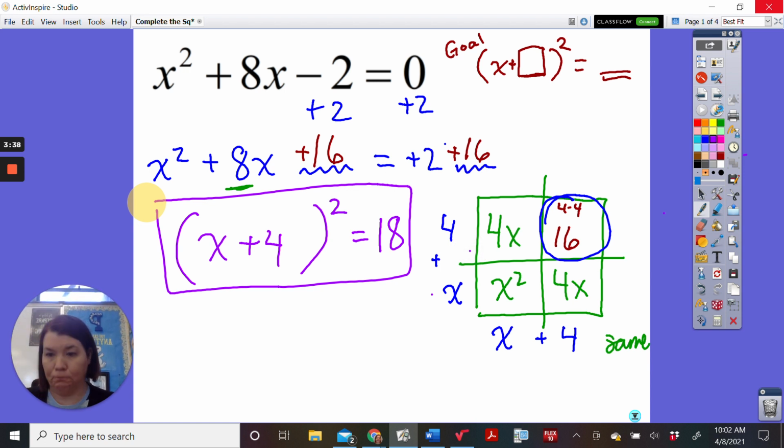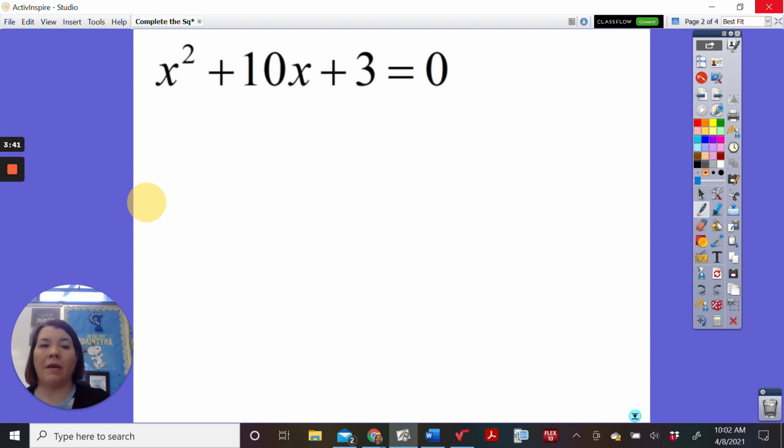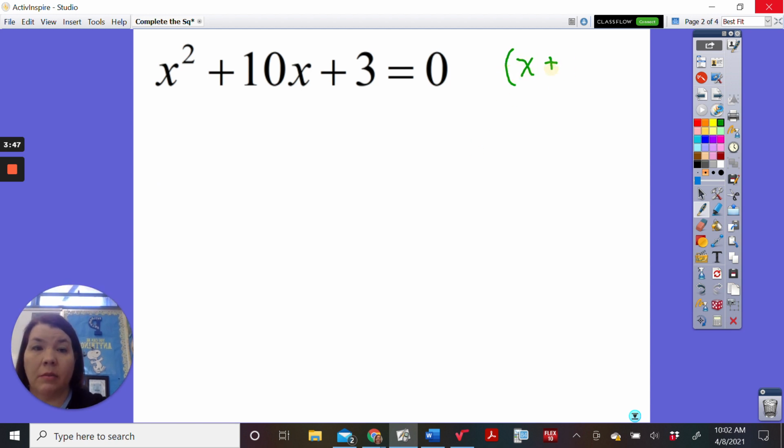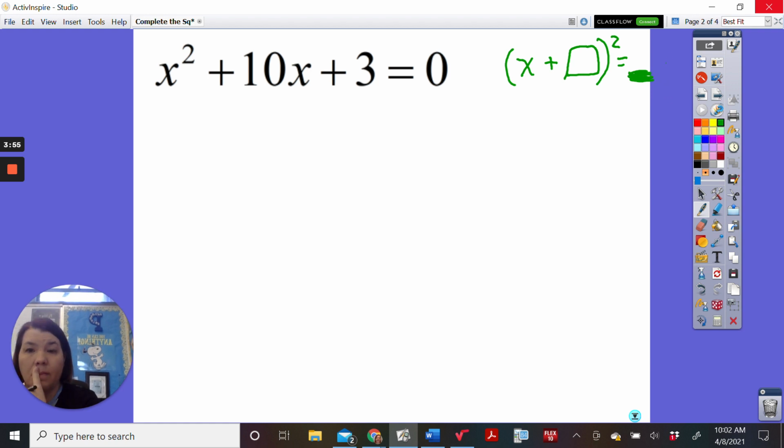So let's try it together. So I have this problem. I know that I'm trying to force myself to get x plus or minus something, squared equals some other number. Okay. So I need to split, need to move the 3.